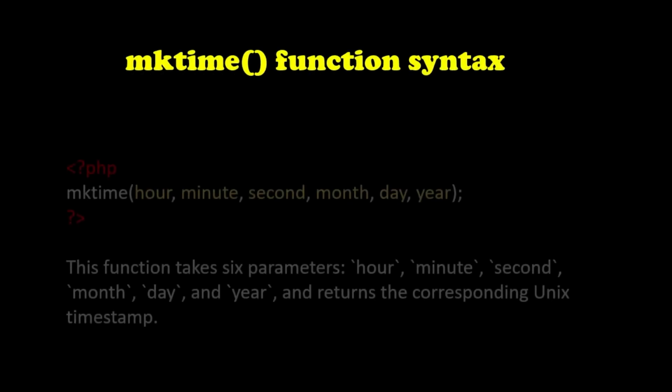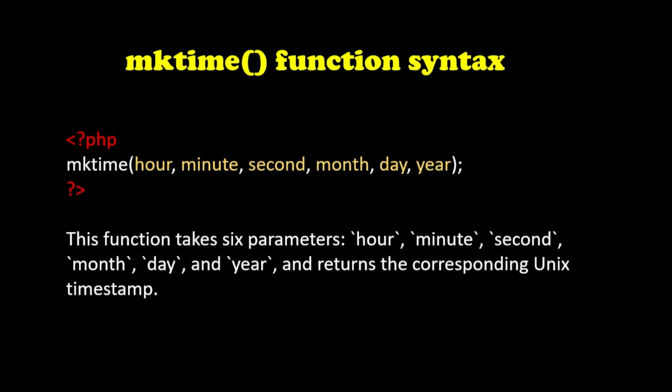The mktime function in PHP is used to create a Unix timestamp based on specific date and time components. It takes in parameters such as the hour, minute, second, month, day, and year, and returns a Unix timestamp representing the specified time. This timestamp represents the number of seconds that have elapsed since the Unix epoch, January 1st, 1970, GMT, until the specified time. The mktime function is useful for generating timestamps for custom dates and times within PHP scripts.